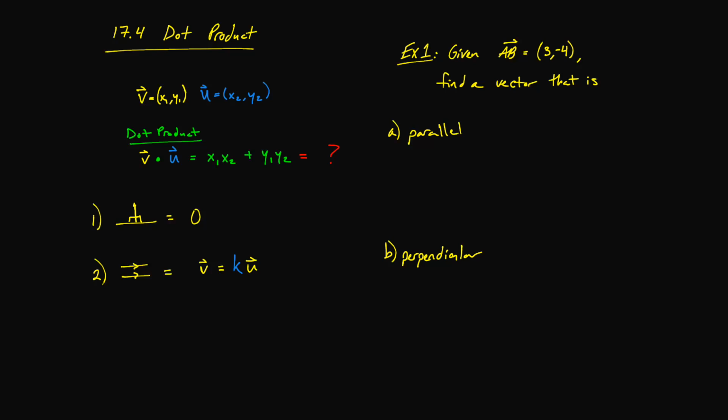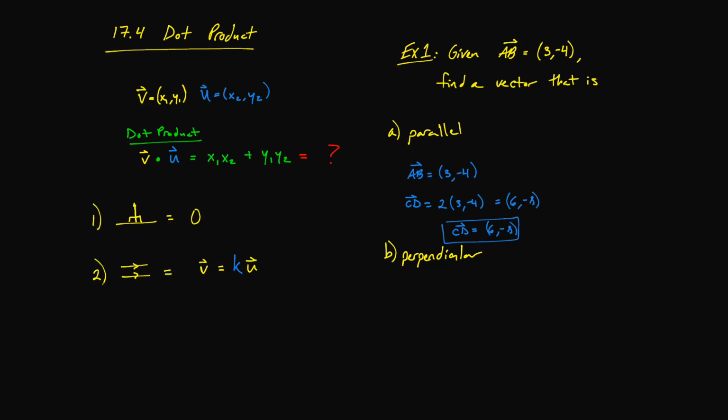The first thing I'm going to state is that with parallel, we're just going to look for some scaled value. So if I have vector AB equaling 3, negative 4, let's say I had another vector, we'll call it CD. CD is just going to be some scaled factor. So let's call it just 2. 2 times 3, negative 4, I'm going to get 6, negative 8. And that is a perfectly legitimate answer. The answer would be vector CD is equal to 6, negative 8. And there we go. That's a parallel vector.